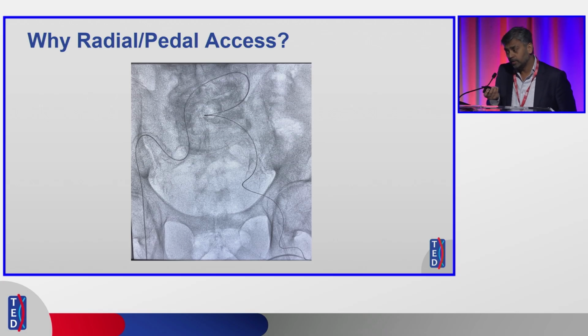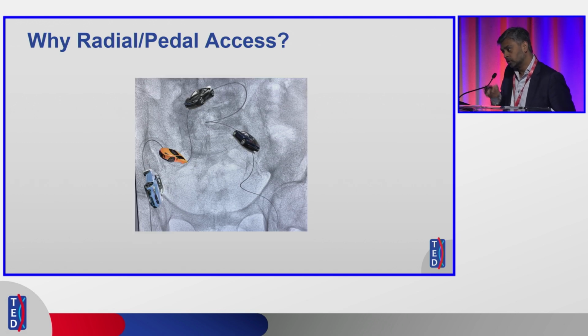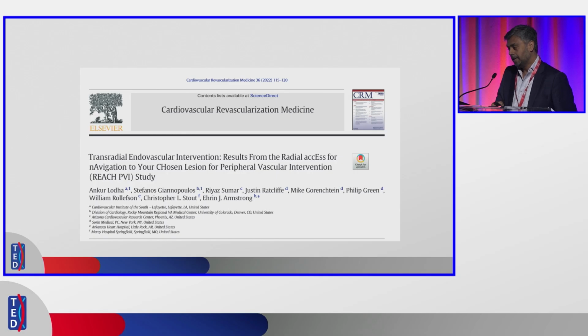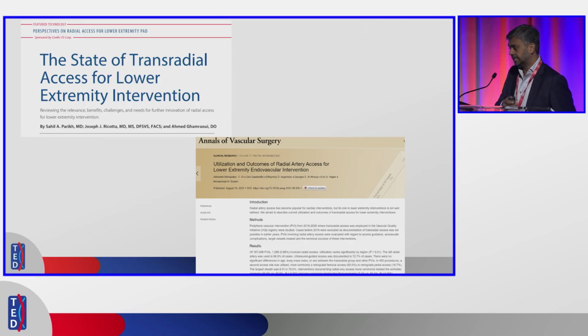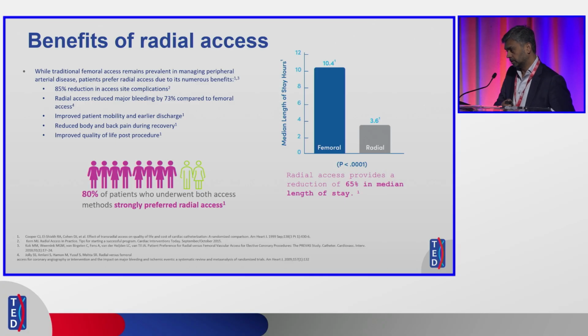But it's not always also about the calcium. It's about the tortuosity. I mean, if you have got an aortic bifurcation that looks like this, it's better to put race cars there rather than putting your sheaths and balloons and stents, and it's a torture to do these. Radial access came in, and we will talk about the advantages, but it's got sufficient literature that talks about it. That was the REACH PVI trial from Diamondback. There was also this article on vascular disease management that we published about the safety and efficacy, and it's been published all over about the safety.